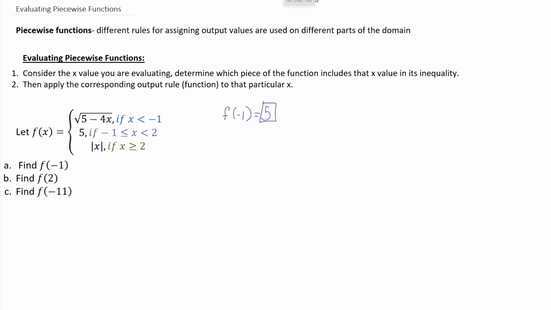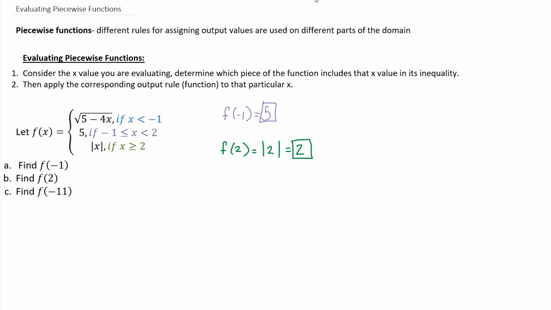So I'm going to go ahead just to demonstrate that it's the green piece with my green marker. We have f of 2 equals the absolute value of x, but we're saying our x is 2. The absolute value of 2 is 2. And so that's our evaluation there.